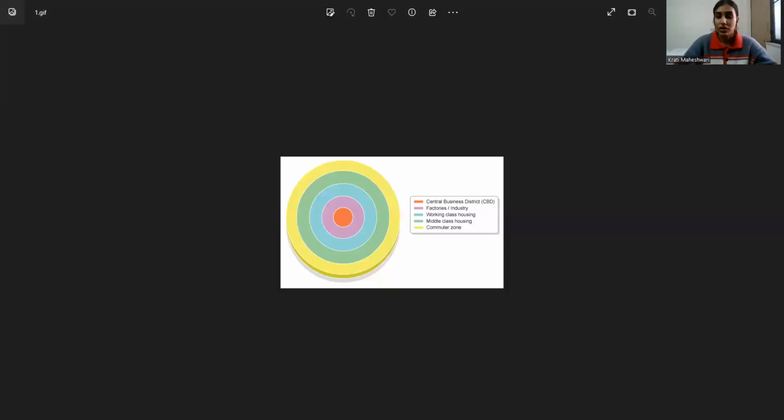Okay, so this first model is called the concentric zone model, or Burgess model, as it was evolved by the sociologist Ernest Burgess in 1925. This model essentially talks about the land uses in an urban area. So he starts the model in the center, which is called the Central Business District.